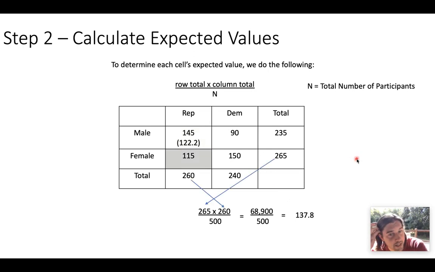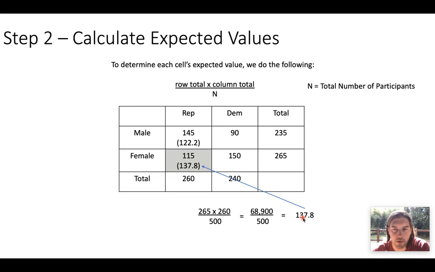Then we move on to the next cell, Republican females. The cell row total was 265. The cell column total was 260. 265 times 260 equals 68,900, divided by 500 equals 137.80. So I put that value in the cell. We do the next one.